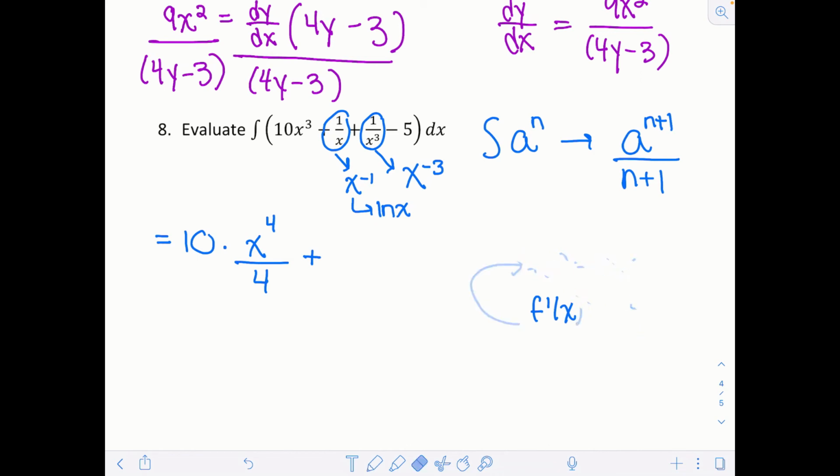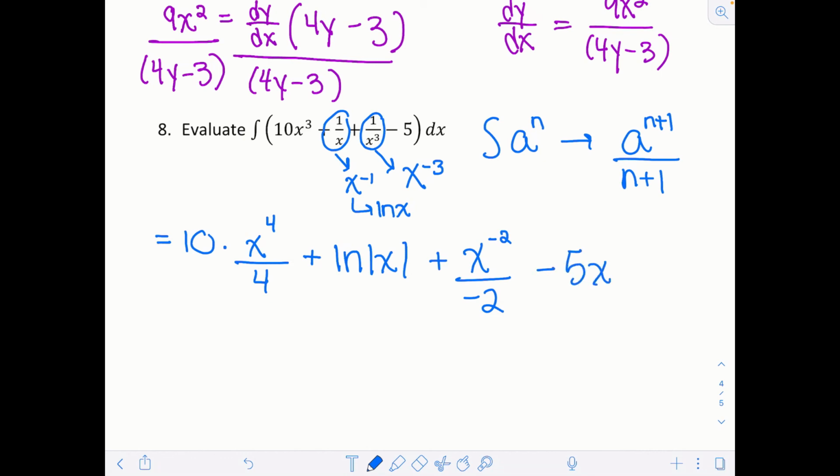I just like to show what would happen if you forgot about it, because we use the power rule so much more that we get in the habit of just doing it automatically. But if you tried to do the power rule there, you would run into a problem. It just wouldn't look right. So now I'm going to write this as ln of x, and then plus, we rewrote it as x to the negative 3, so now if I integrate that using the power rule, we add 1 to the exponent, so it's going to be x to the negative 2 over negative 2, and then minus 5x.